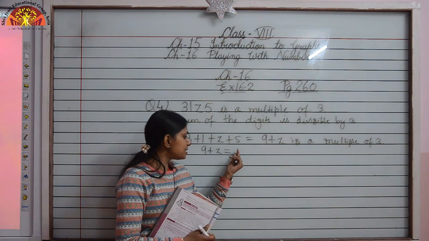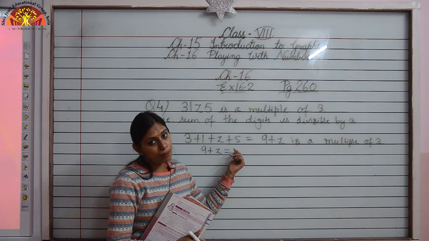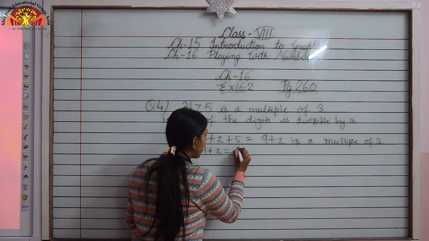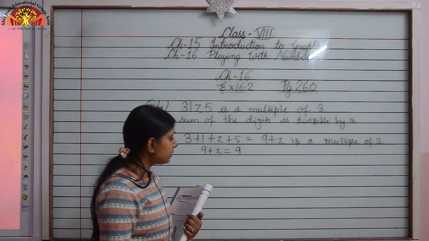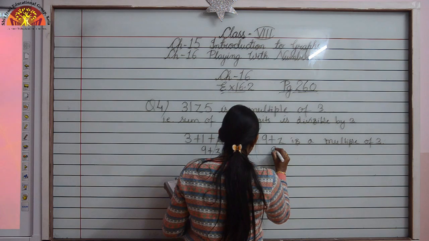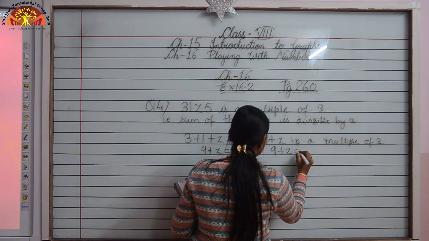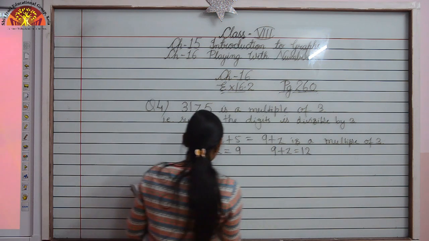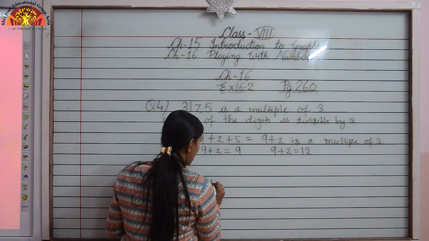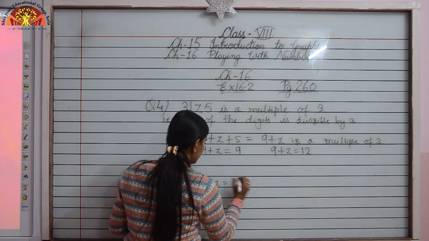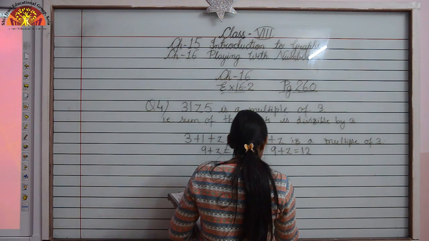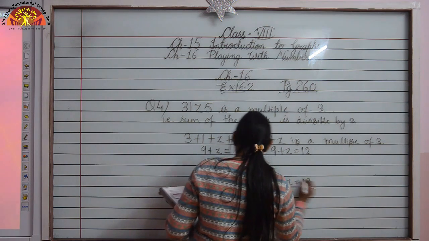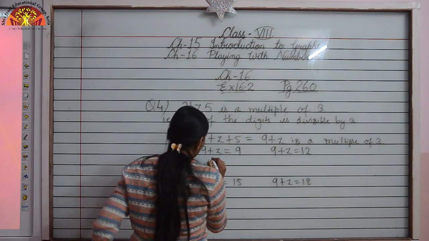Now the next number is 6. So 6 minus 9, minus 3. Now what will be the next multiple after 6? It will be 9. Next multiple will be 9. Similarly, after 9, which will be the next multiple? It is 12. Then, which will be the next multiple after 12? It is 15. And which will be the next multiple after 15? It is 18. Okay, so you can just get the value of z now.